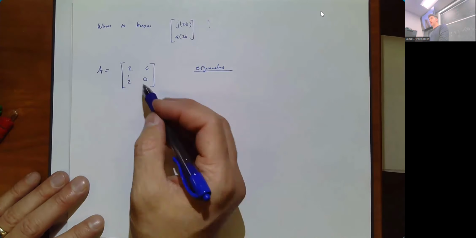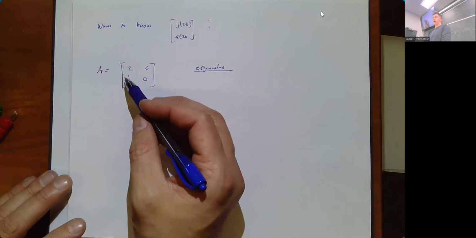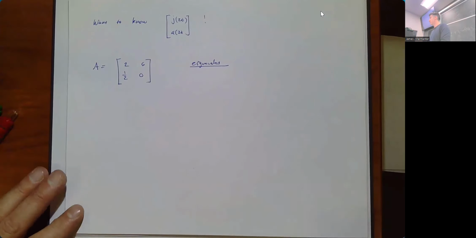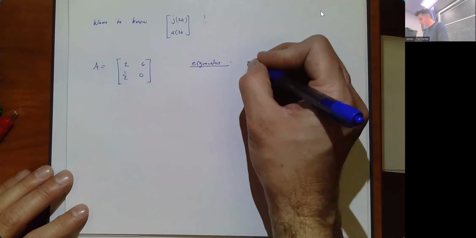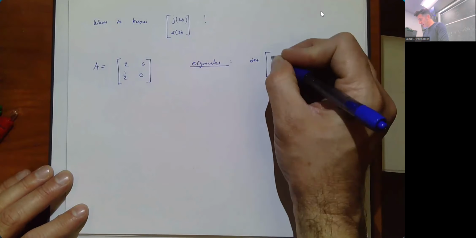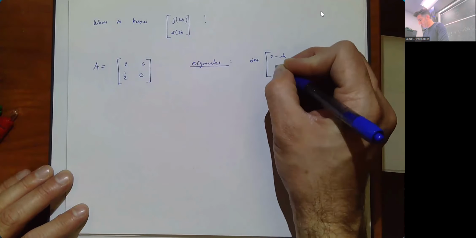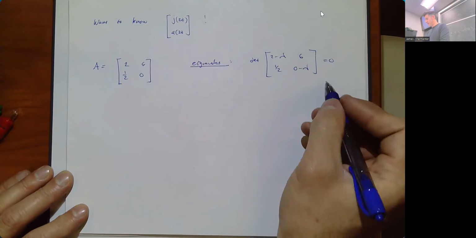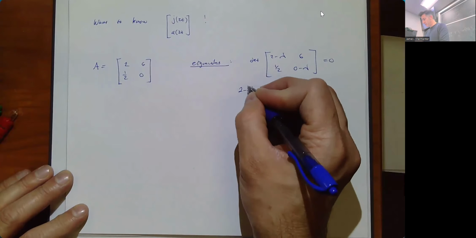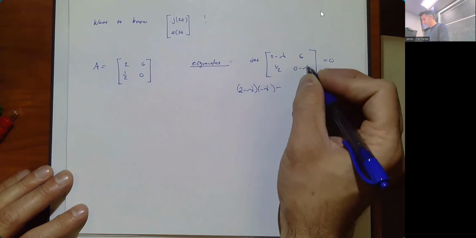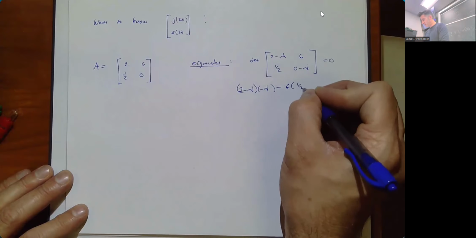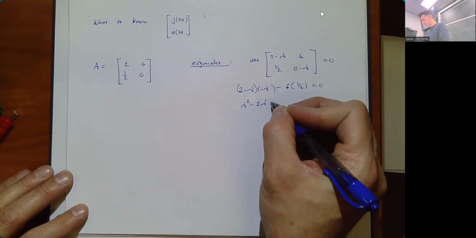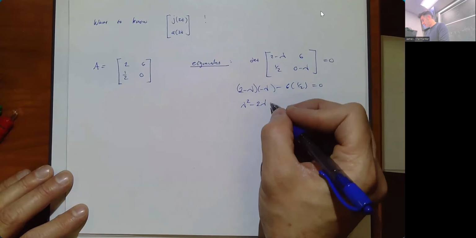They are not 2 and 0, right? I don't have the nice trick I would love to be able to use here, because I don't have an upper or lower triangular matrix. So I'm just going to say determinant of A minus lambda I equal to 0. So you get 2 minus lambda times negative lambda minus 6 times 1/2 equal to 0. I get lambda squared minus 2 lambda minus 3 equal to 0.